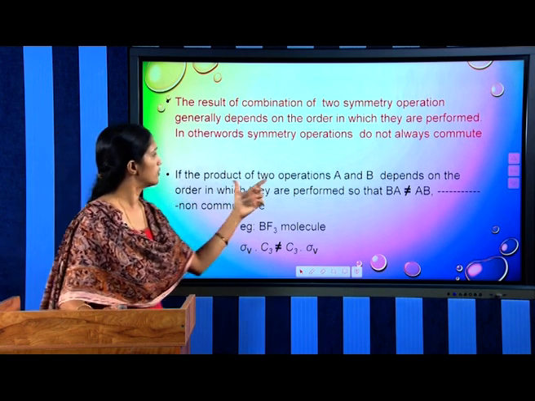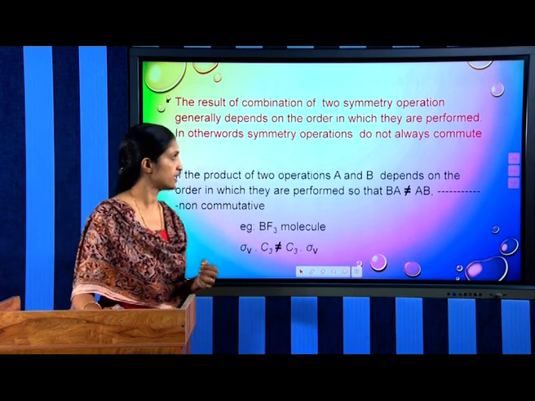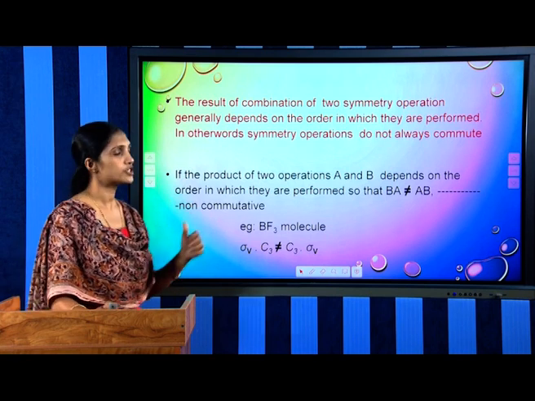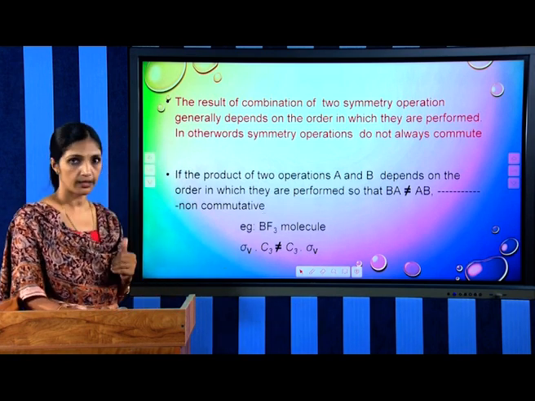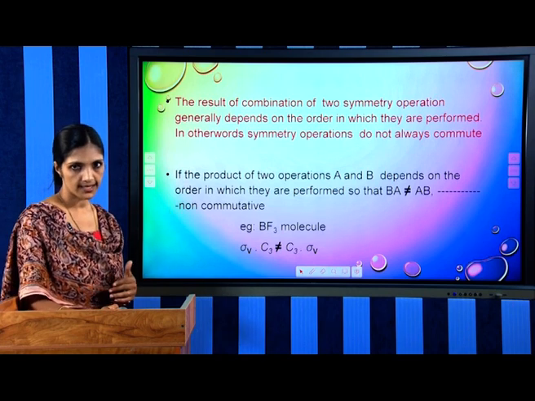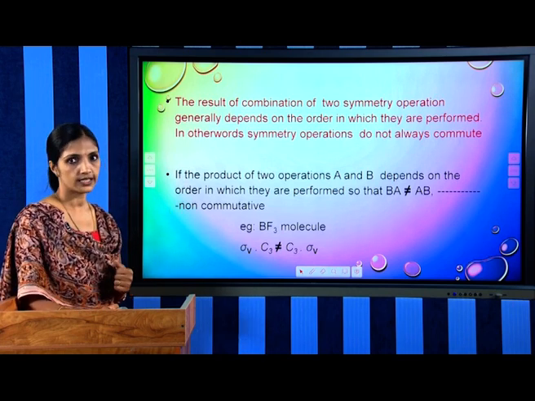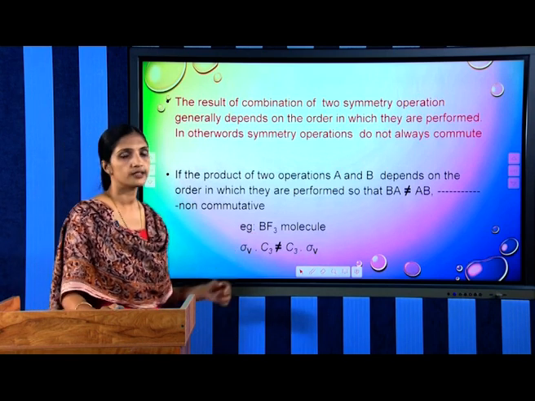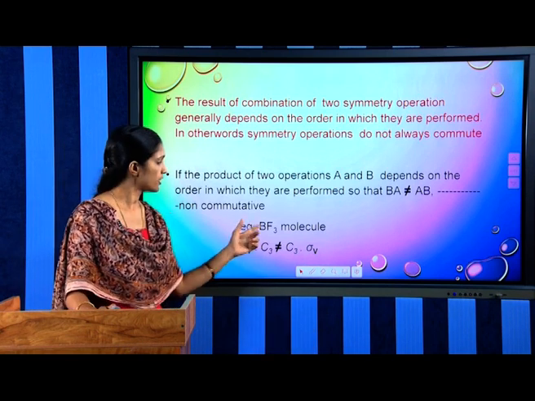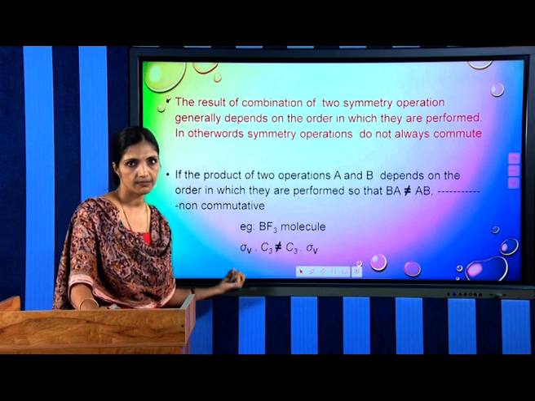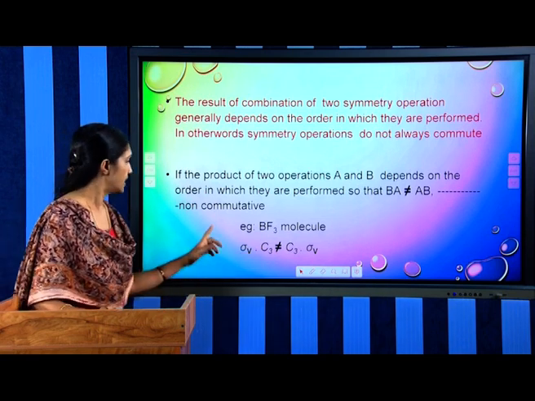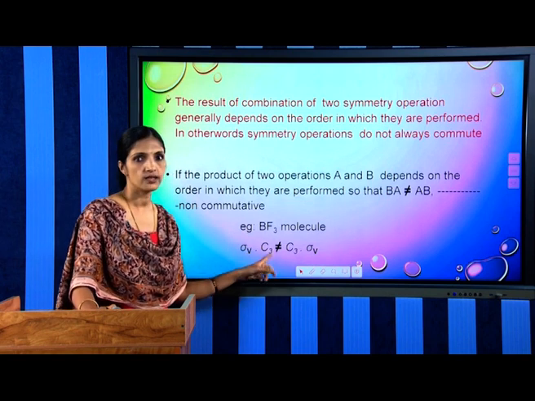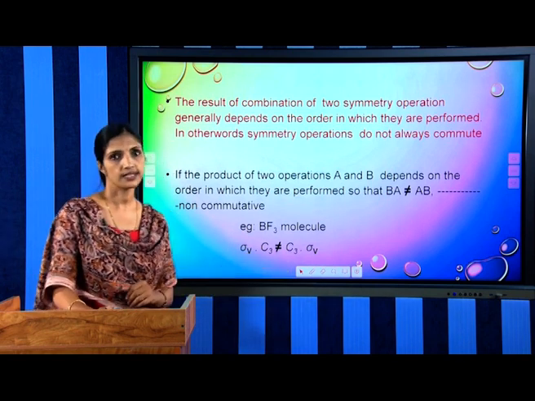If the product of two operations A and B depends on the order in which they are performed, so that BA is not equal to AB, then the operations are said to be non-commutative. For example, the molecule BF3. In the molecule BF3, the two operations sigma V and C3 do not commute with each other. That means sigma V into C3 does not equal C3 into sigma V.